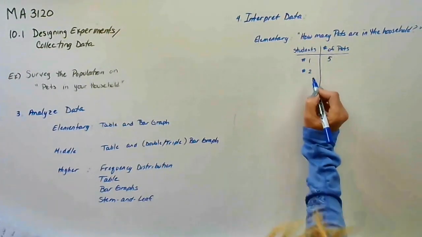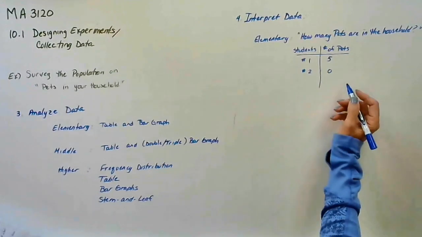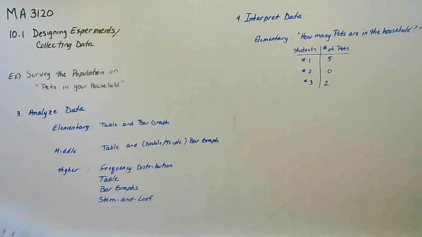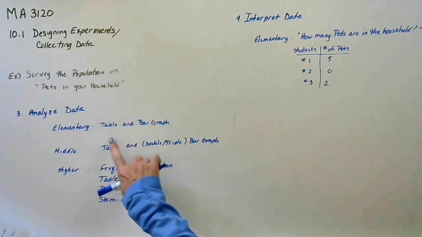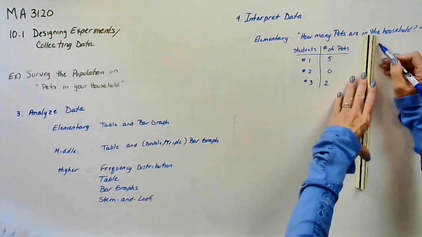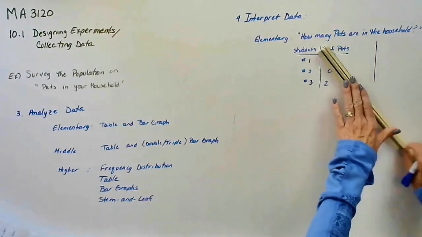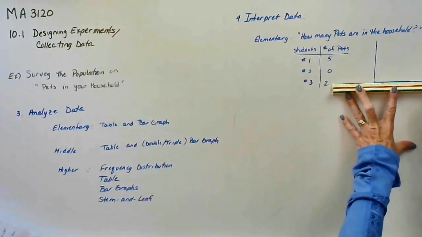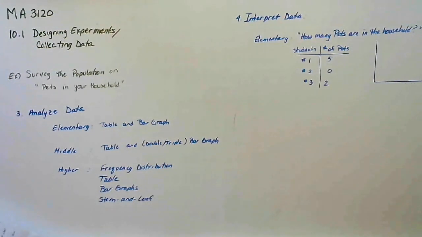Let's say student number 2 doesn't have any pets. And student number 3 has 2 pets. And of course you could keep going. You might say, okay, well, how are we going to interpret this data? Well, we mentioned that we'd have a table and a bar graph. So in elementary, we would be teaching them how to make a bar graph. And we're going to go through this. I'm just going to show you what a bar graph looks like, and we'll learn the proper way of constructing a bar graph.